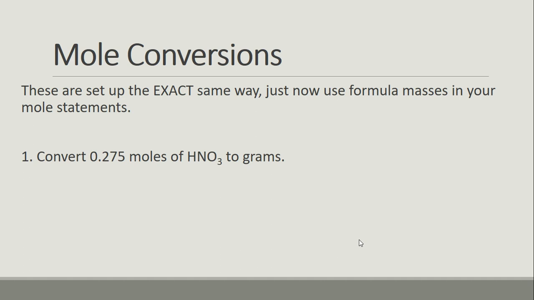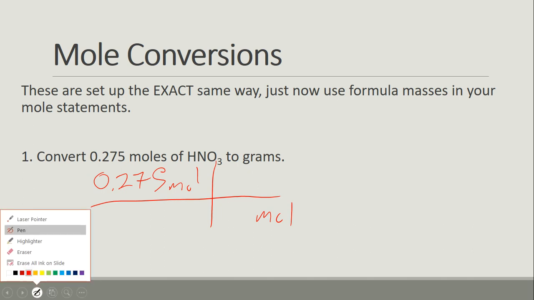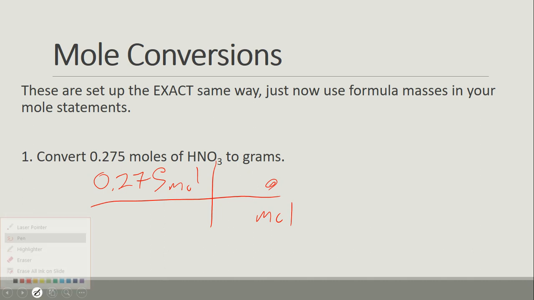So here's some examples. If we have to convert 0.275 moles of HNO3 to grams, we're going to start with the 0.275 moles. And we need to go from moles to grams. And to do that, let's go blue. All right, so we've got to go to grams. To get grams of this compound, we're going to need to do the formula mass. So hydrogen, nitrogen, and oxygen.